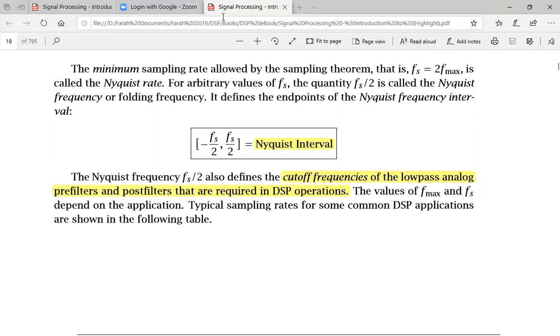So here what you observe is that you have a Nyquist interval from minus fs by 2 till fs by 2. Why have I told you that it is very important? Because of the cutoff frequencies of your pre-filter and post-filter. The pre-filter is the one connected before the DSP processor, and the post-filter is the one connected after the DSP processor. Both have their cutoff frequencies defined by fs by 2.